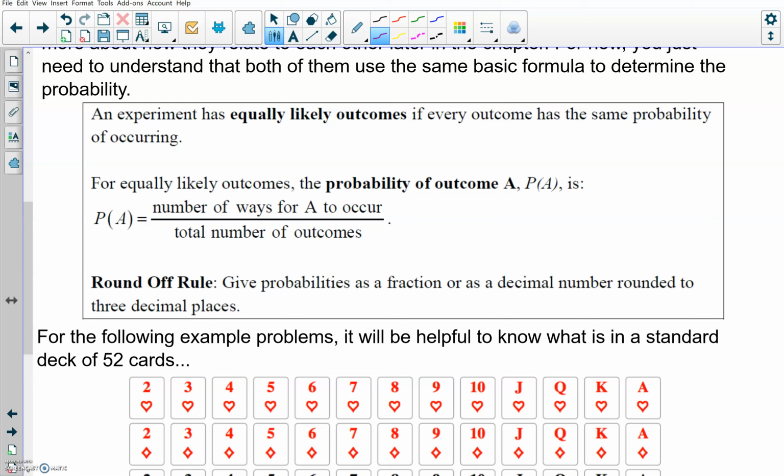So, round off rule: you give probabilities as a fraction or as a decimal number rounded to 3 decimal places. That may change in the homework a little bit. Sometimes I'll see them go to 4, sometimes 2, depending on who wrote the program. But I took a class where the teacher was adamant that you always went out 4 decimal places, so that might change a little. But basically, you can write them as a fraction, and you're going to be just fine in most cases. All right, so number of ways for A to occur, total number of outcomes down below.